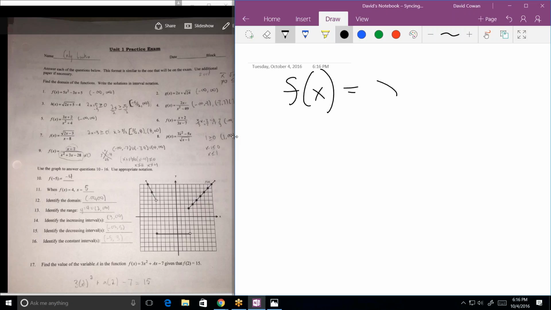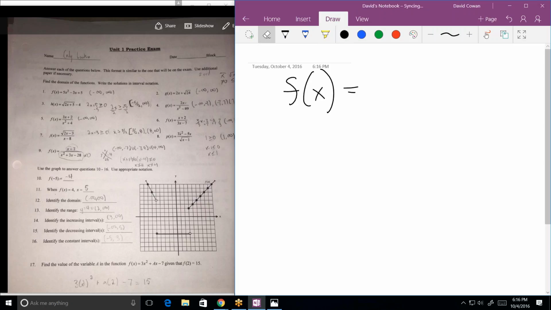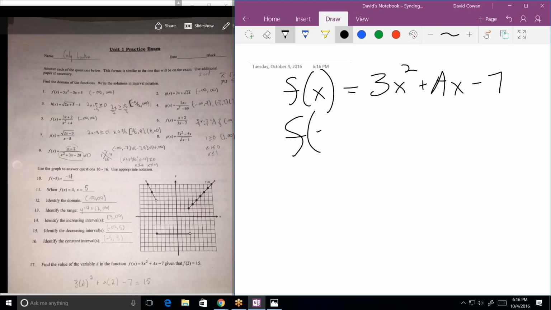I said f of x was equal to x squared. What's f of 3? 9. Okay. So whatever's inside the parentheses, you substitute for x, right? That's the rule of that game. Well, in our case, f of x is equal to 3x squared plus some unknown a times x minus 7. And they're telling us that f of 2 equals 15.